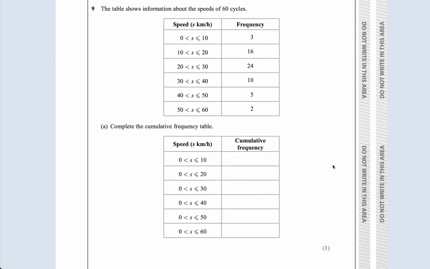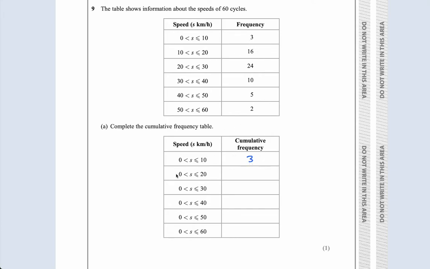Question 9. Table of speeds of 60 cycles. This is a frequency table, so obviously between 20 and 30 was 24 cycles. I assume that means like a bicycle. Okay, complete the cumulative frequency table. So between 0 and 10 was 3 people. We know that. That's the first one.